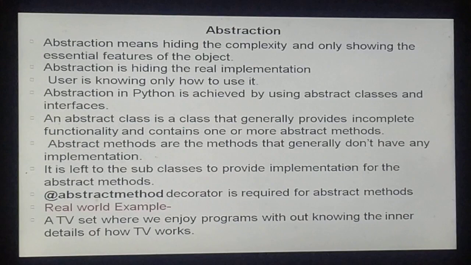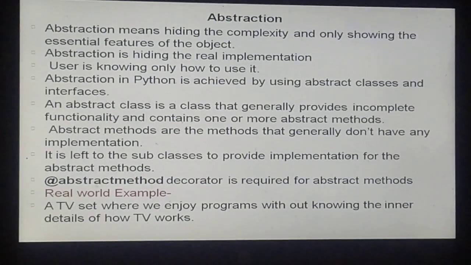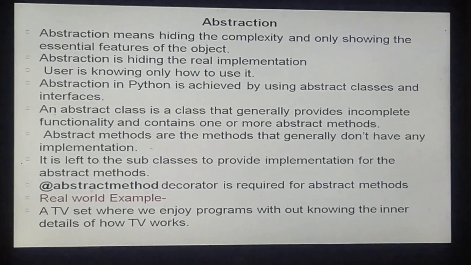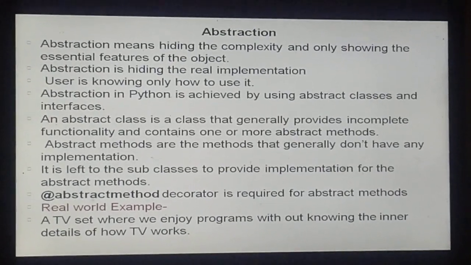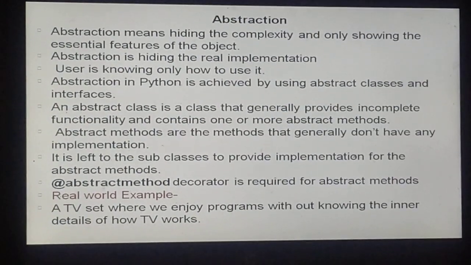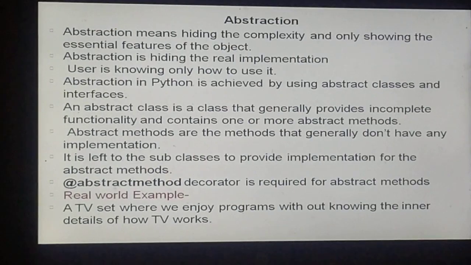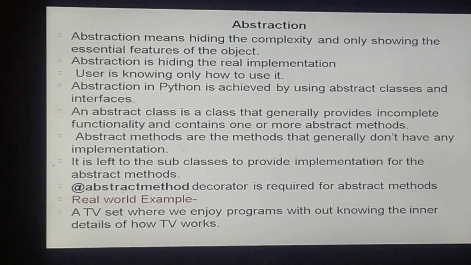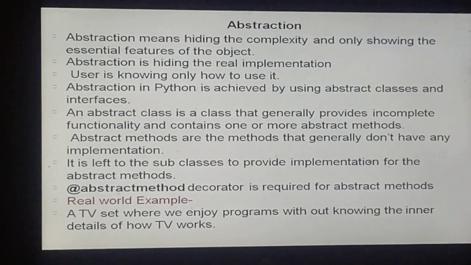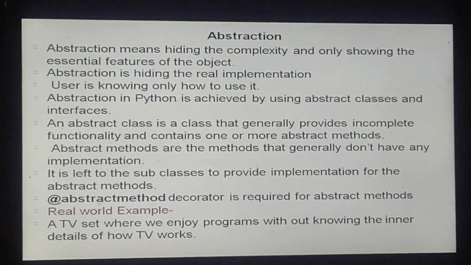An abstract class is a class that generally provides incomplete functionality and contains one or more abstract methods. Okay, so let's discuss the reusability feature. Object oriented technology allows reusability of the classes by using inheritance, as I told you before. It is one of the most important applications of object oriented programming. Code in a class or a function can be reused by inheritance and method overriding. So this is how we perform reusability.